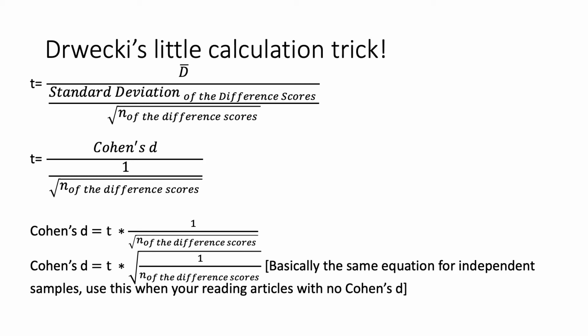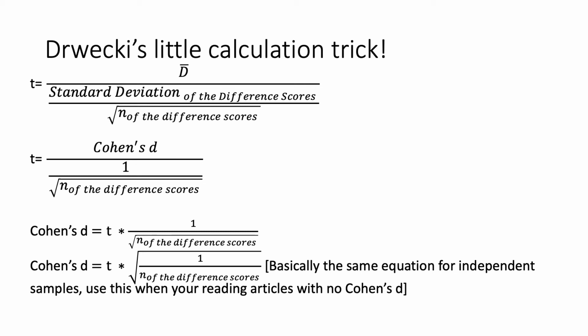Well, that again is Cohen's d divided by 1 over the square root of n, the number of difference scores. You can do my same calculation trick. We can see here that if I take t times 1 over the square root of n, that's going to equal Cohen's d. All I'm doing is taking both sides of this equation and multiplying them by 1 over the square root of n. So t times 1 over the square root of n equals Cohen's d. So I just flipped it.